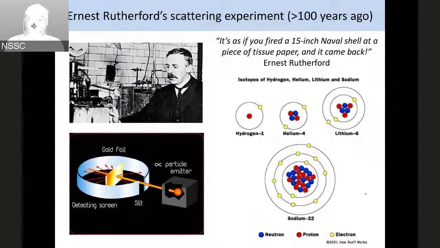His comment was, it was as if you fired a 15-inch naval shell, a 15-inch artillery projectile, at a piece of tissue paper and it bounced back. If you shot a bullet through a field of watermelons, of course, the bullets would go right on through, and you get some flotsam and jetsam going downstream. If you shot at something like a peach, occasionally one of the little beads would actually come back because it hit the pit on the inside. So he had actually found the pit of the atom, but it was very, very tiny.